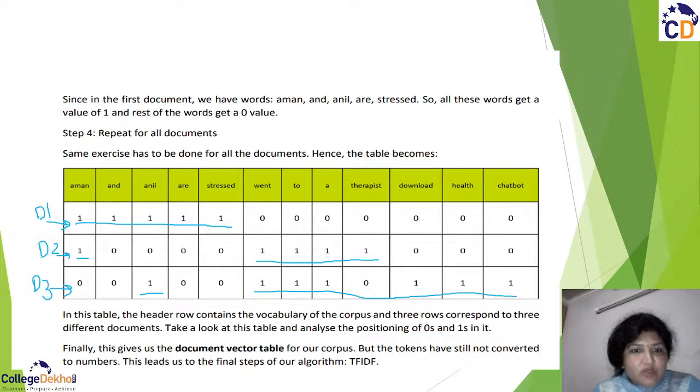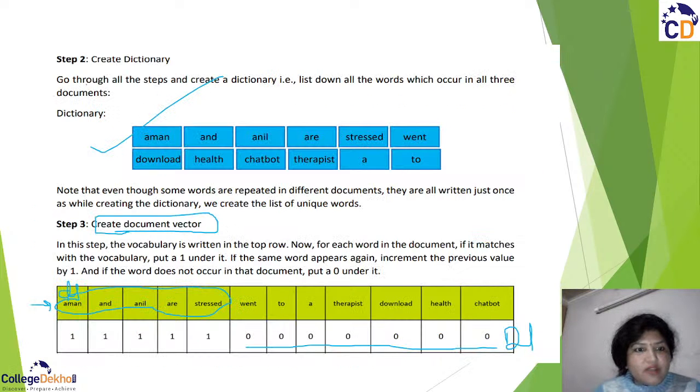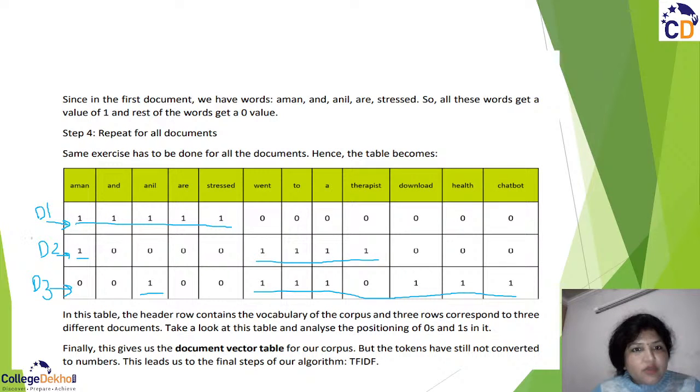So I am going to explain this part. In this table, the header row contains the vocabulary of the corpus, the same unique words which were identified in the second step. Whatever we have created in our dictionary, we are going to use in this table only. We are not repeating the tokens, right? So the vocabulary of the corpus, and 3 rows correspond to 3 different documents.